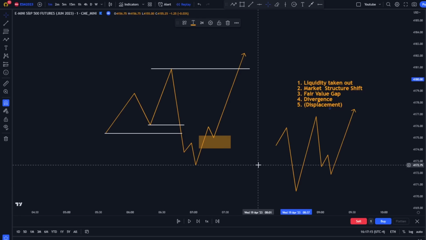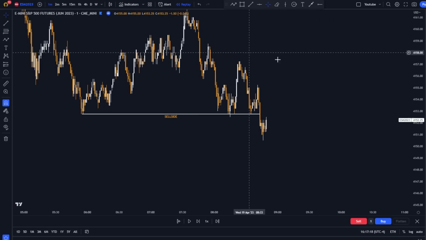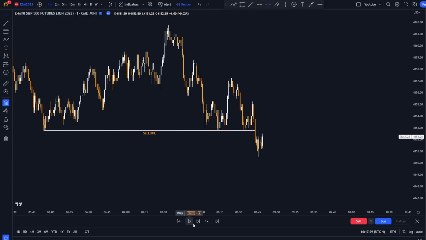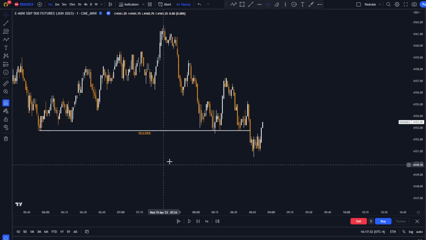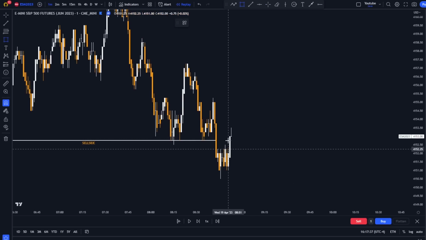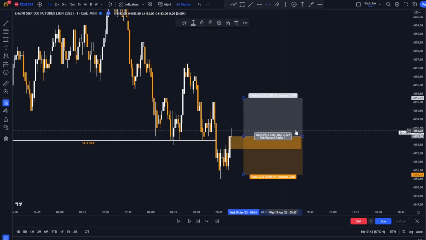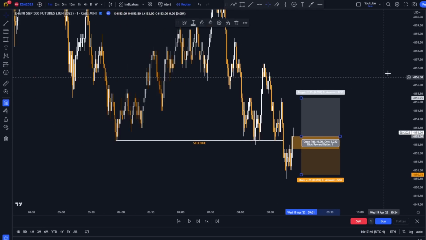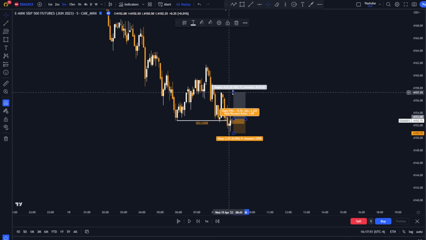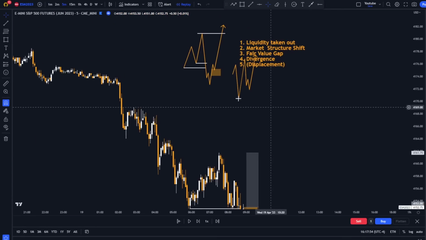So what is displacement? Let me show you right here on this chart. So we can see that we broke through the liquidity here. And now you want to wait for the market structure shift, which happened right here on this candle. So fair value gap, you want to go long, and your target is some liquidity, which first one is here, and then we have one here and here, and all the way up.